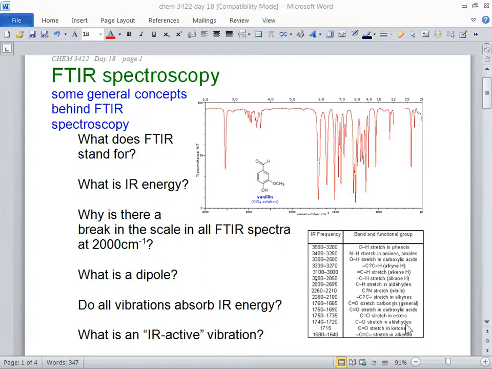FTIR spectroscopy. Fourier transform infrared spectroscopy. I already answered the first question. I guess that was my turn, right? FTIR, Andy? Fourier transform infrared spectroscopy. What is IR energy, Andy? In layman's terms, it's more commonly called infrared, yeah, but what do we usually call it?